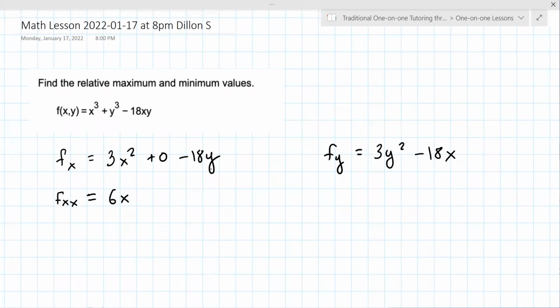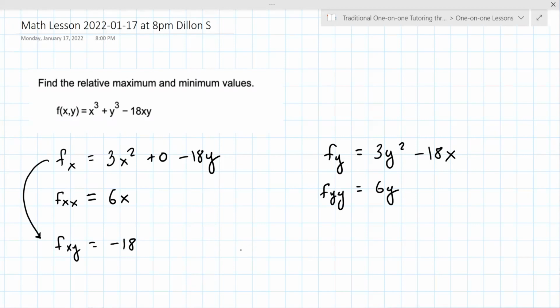fxx is 6x for this one, because that goes to 0. fyy is 6y, and then we also do need fxy, which we can get from this one. So it's taking the derivative of this with respect to y. So that's 0, and that's just minus 18. So we need all of those to start, and then we can actually work with this.